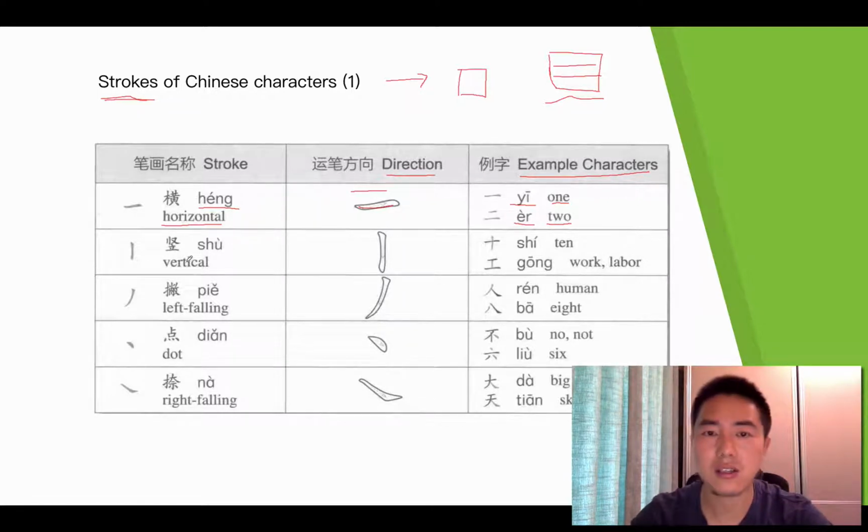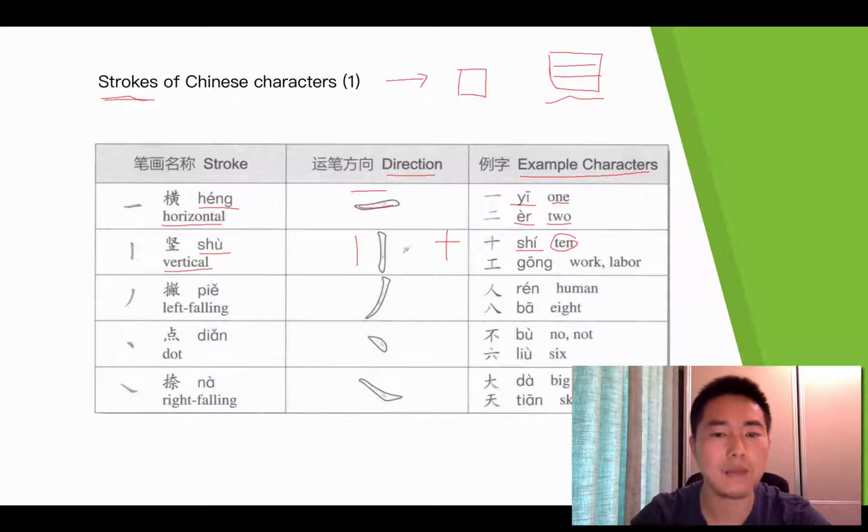Okay, the next stroke is 竖. It's the vertical. So the direction should be from the top to the bottom, like this. This is 竖. So this character is called 十. It has the 竖 here as the second stroke. So how to write 十? It should be horizontal first, then the vertical after. So it becomes 十, it means 10 in Chinese.